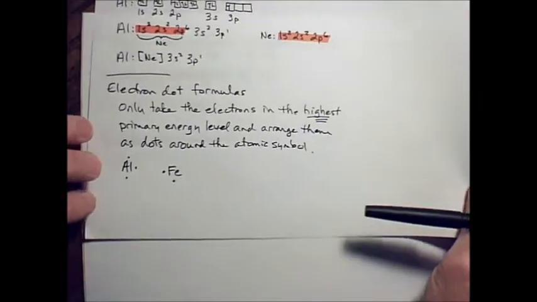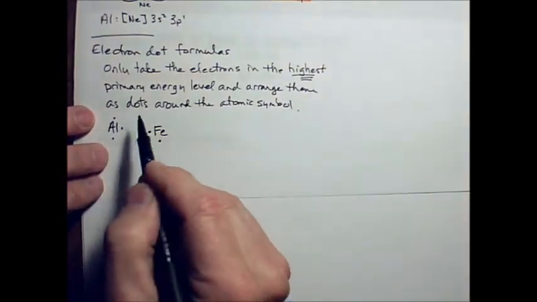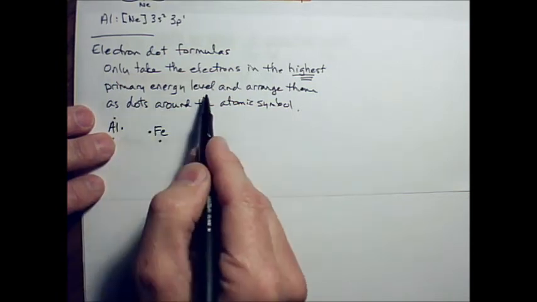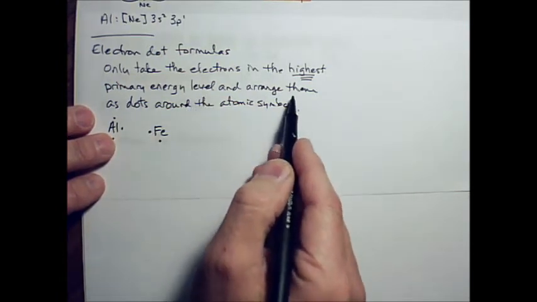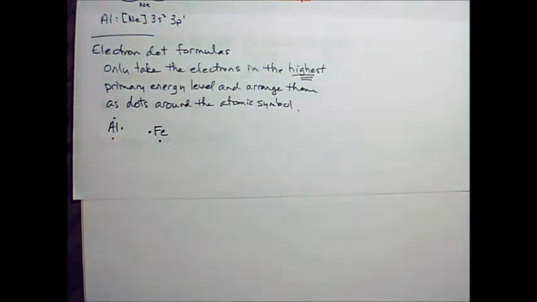All right. So for electron dot formulas, you only take the electrons in the highest primary energy level, and then you arrange them as dots around the atomic symbol. Is that like 5p? What are we doing there? Well, 5p electrons and s electrons are part of the highest energy level. I'll show you what I mean by that in a minute. One of the reasons I had to do arsenic was to show you what I'm talking about.